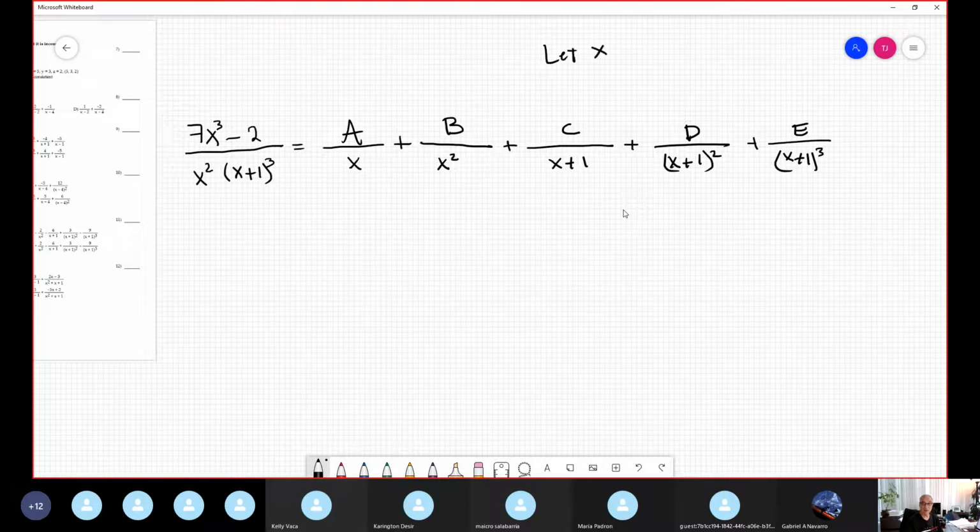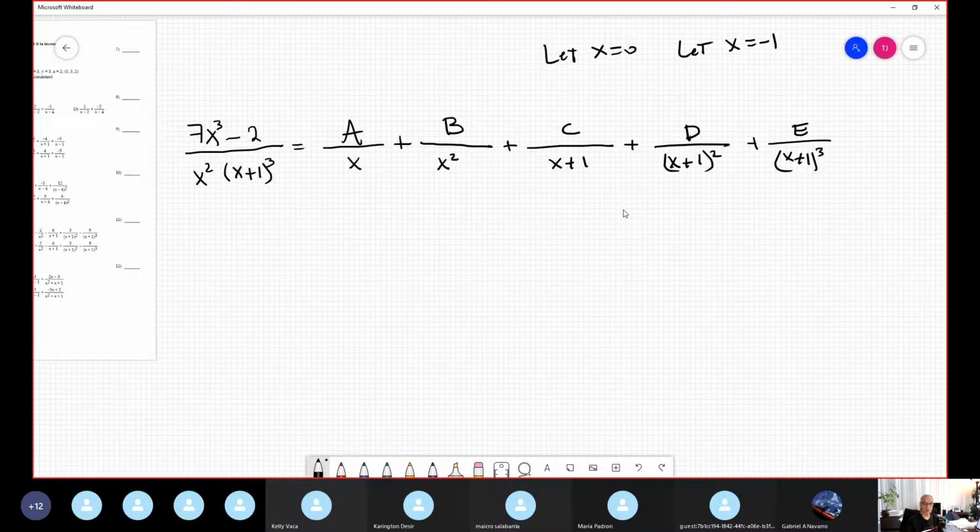Let x equal 0 and let x equal -1. And the rest is just good values that you select: 1, 2, 3. I select 1, 2, 3. And you get a system of 3 equations and 3 unknowns, because you can find B. Let's do it in D. B and E. And the rest is complicated.